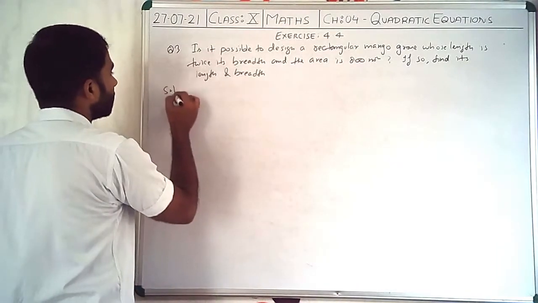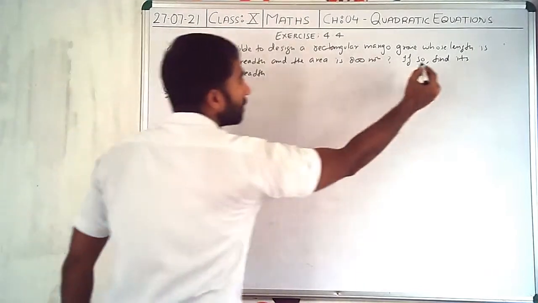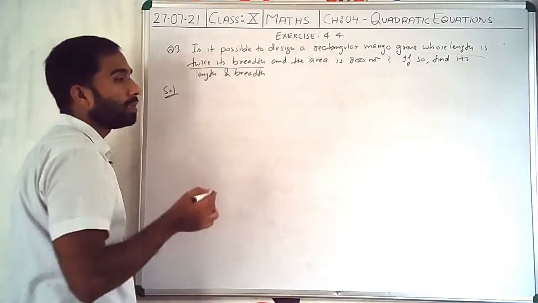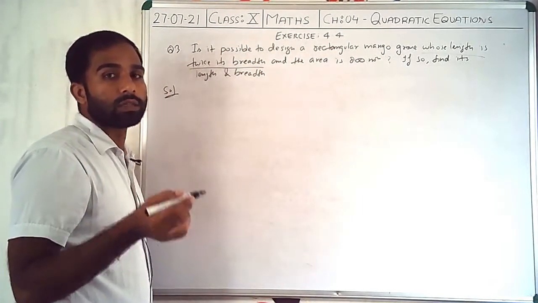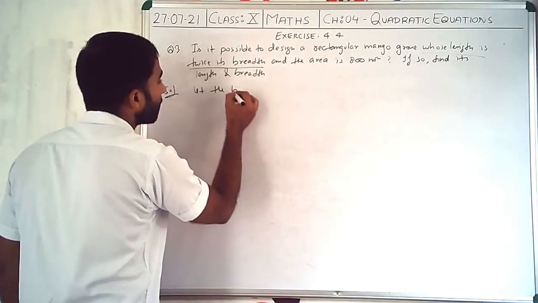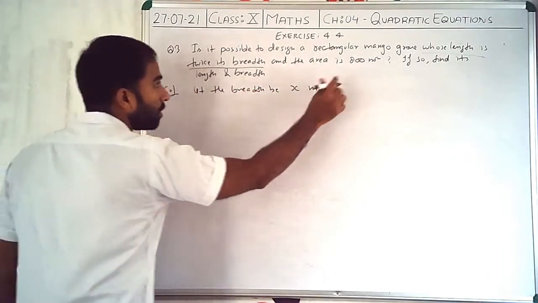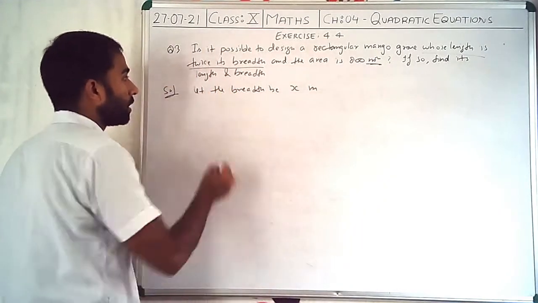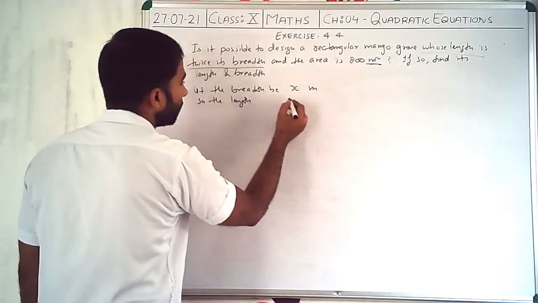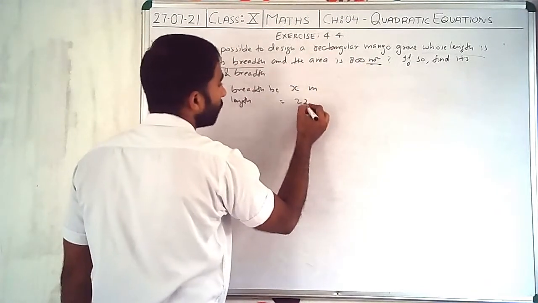Now the solution: here you can see the length is twice its breadth. It means we need to consider the variable for the breadth. So let the breadth be x meter. Why meter? Because the area is in meter square. So the length of the mango grove, which is twice its breadth, will be 2x meter.